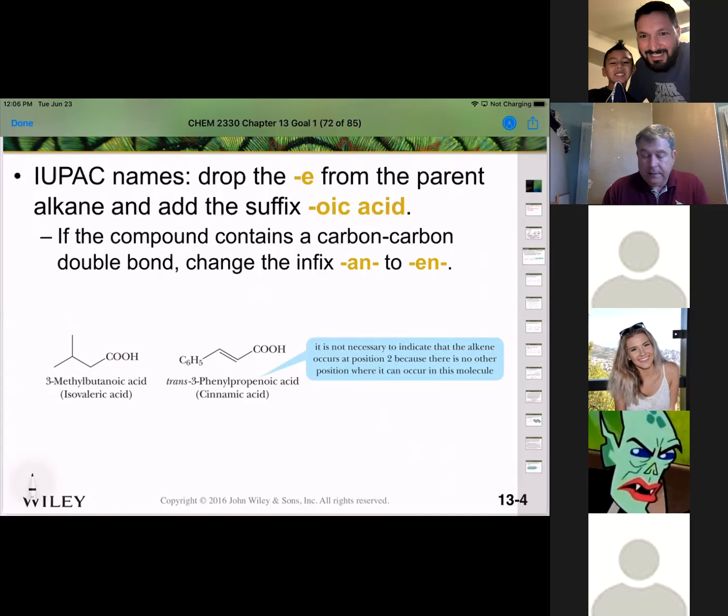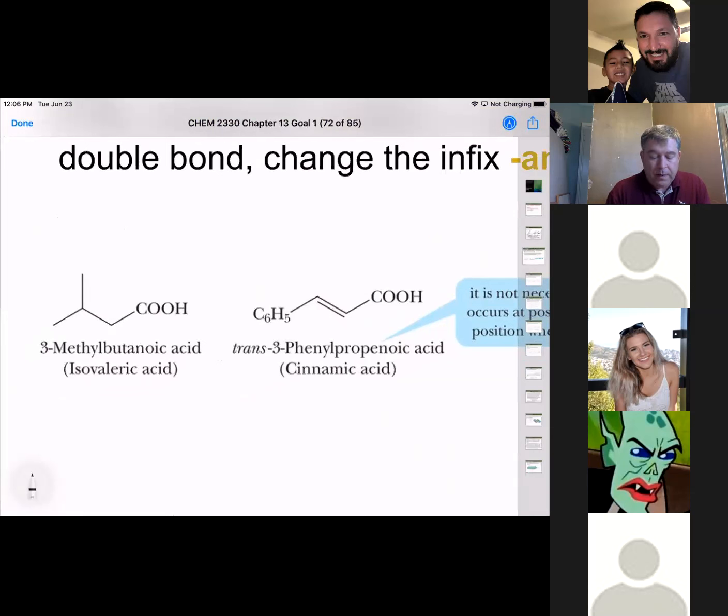In the first case here, we have 1, 2, 3, 4 carbons, including the carbonyl carbon. We have to include the carbonyl carbon in our parent chain. So we have 4 atoms there, which makes it butane. But we drop the E and add oic acid, so it's butanoic acid. Just like with aldehydes and ketones, we start with the carbonyl carbon as carbon number 1 when we're numbering, 2, 3. So in this case, we have 3-methylbutanoic acid.